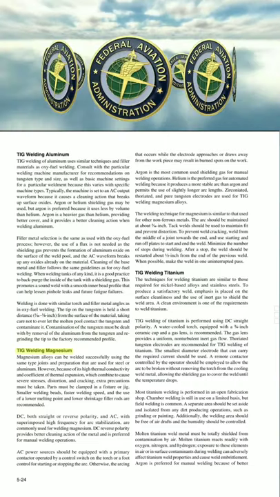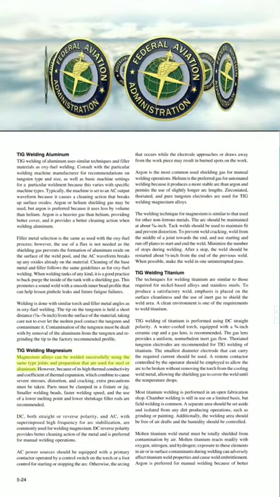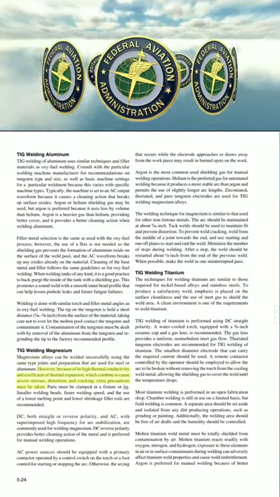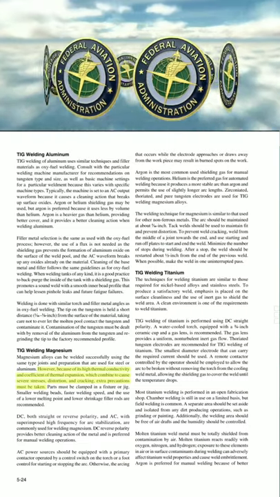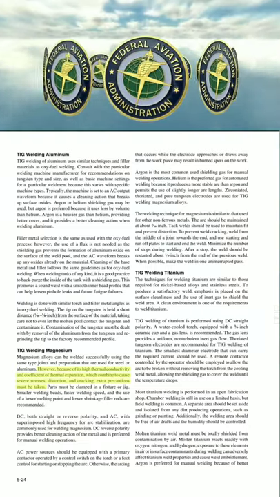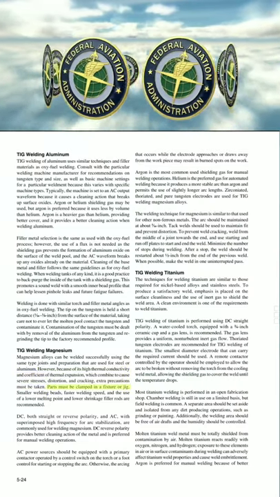TIG welding magnesium. Magnesium alloys can be welded successfully using the same type joints and preparation that are used for steel or aluminum. However, because of its high thermal conductivity and coefficient of thermal expansion, which combine to cause severe stresses, distortion, and cracking, extra precautions must be taken. Parts must be clamped in a fixture or jig.